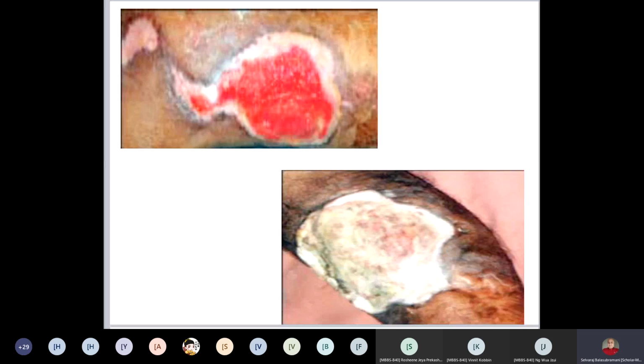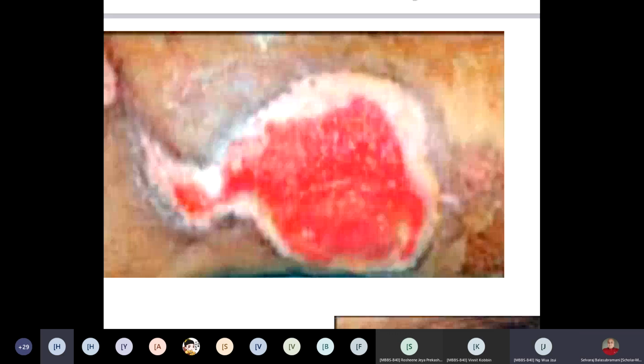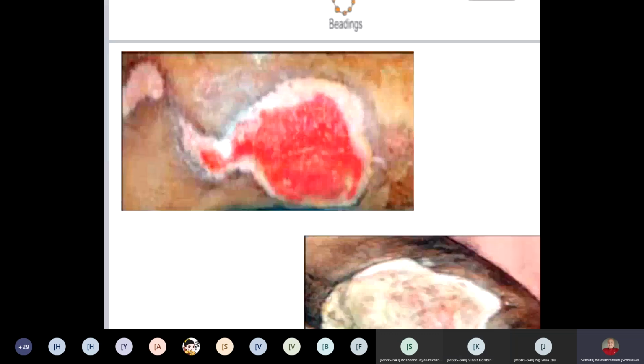So I am showing you 2 types of ulcer. What is the first ulcer and what is the second type of ulcer? This is one type of classification. Can you tell me what is this ulcer? What is the edge? One thing you are seeing is granulation tissue. Yeah, this is a healing ulcer. Correct. What type of edge will a healing ulcer have? Sloping edge.